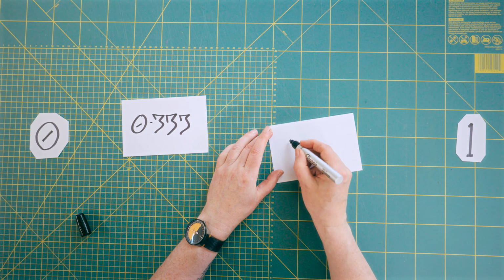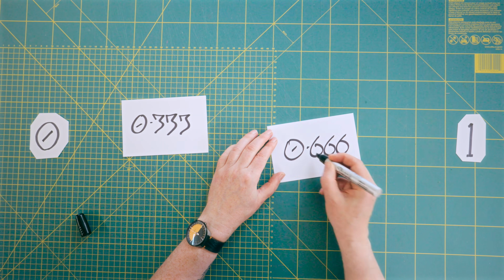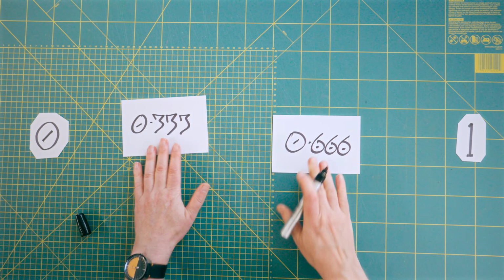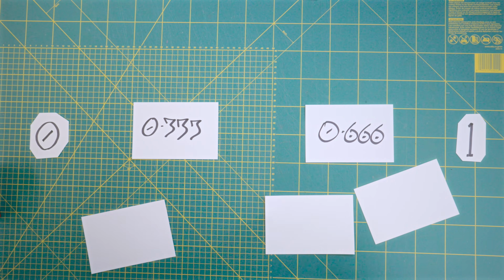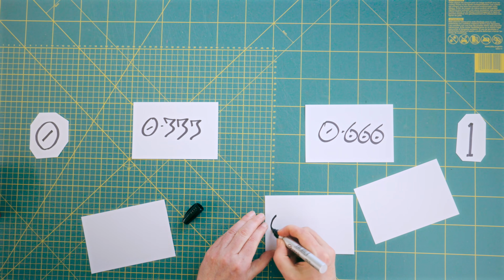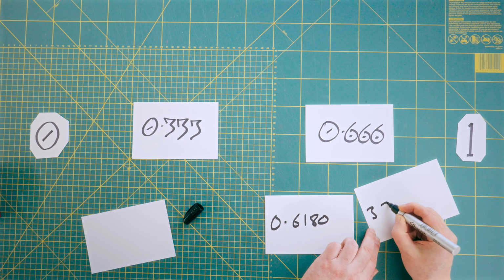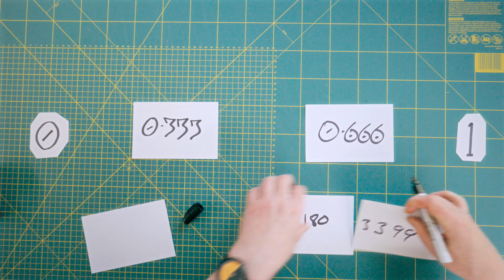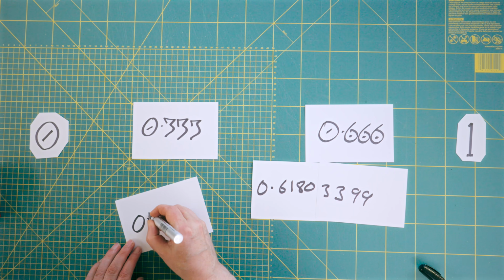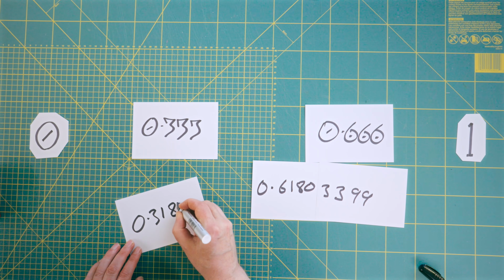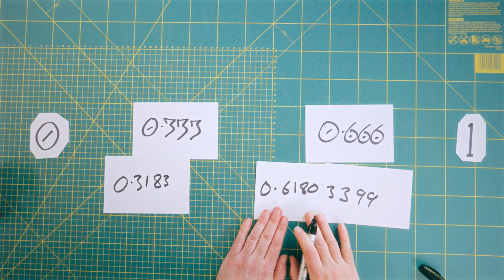0.333 and 0.666. Around there-ish. And while we're here, there's a couple more numbers that are close to these two, which is 0.618033399, which is just a little bit less than that, and then also 0.3183, which is just a little bit less than that, but those are a little bit more esoteric.